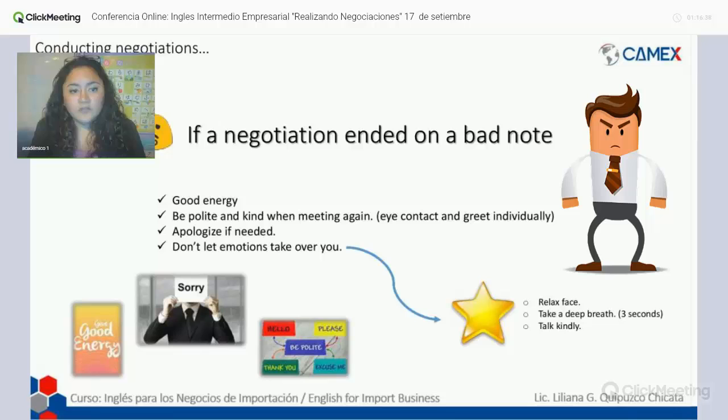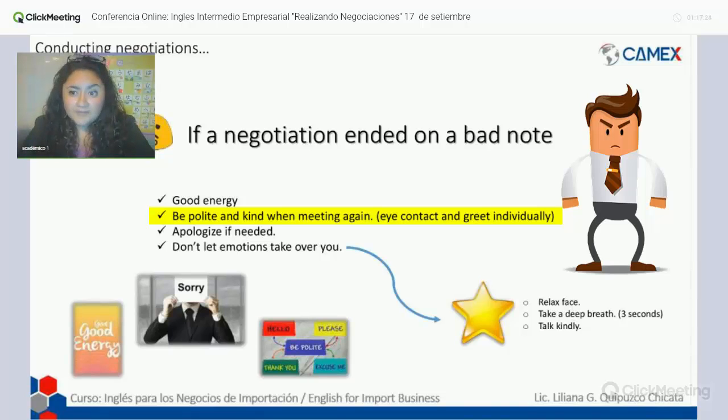In this case, first of all, I have to go to the room with a good energy. Maybe the person that you were talking to was not polite. At the end, the emotions took over him, and he maybe wasn't so nice to you. So even though that happened, you have to go with a good energy, and you have to let them know that it is business, that both are persons that have feelings and that make mistakes. So you just go with good energy, but always be polite, because if you are polite, it is most likely that the other person is going to be polite to you, right?